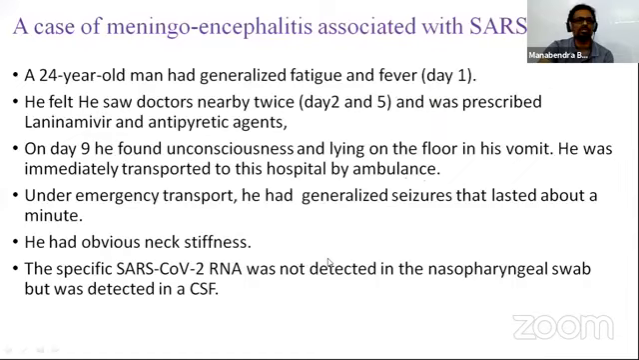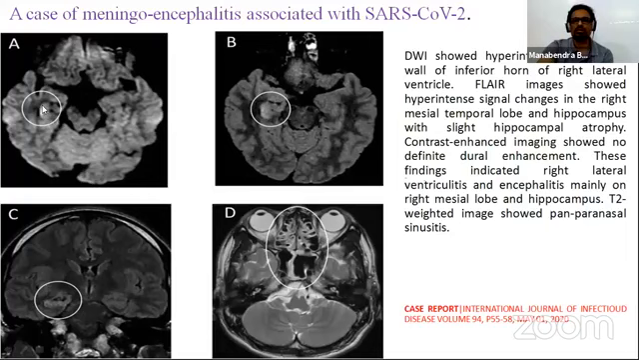Meningoencephalitis: this is the first case of meningoencephalitis. A 24-year-old man with generalized fatigue and fever was initially prescribed antiviral drugs. On day 9, he became unconscious and was taken to the hospital. He had neck stiffness and an altered level of consciousness, and his nasopharyngeal swab was positive. His MRI shows hyperintensity over the right mesial temporal lobe and around the ventricles, with signs of ventriculitis, and there is pansinusitis. So this is the first case of meningoencephalitis, evidenced by ventriculitis and encephalitis.